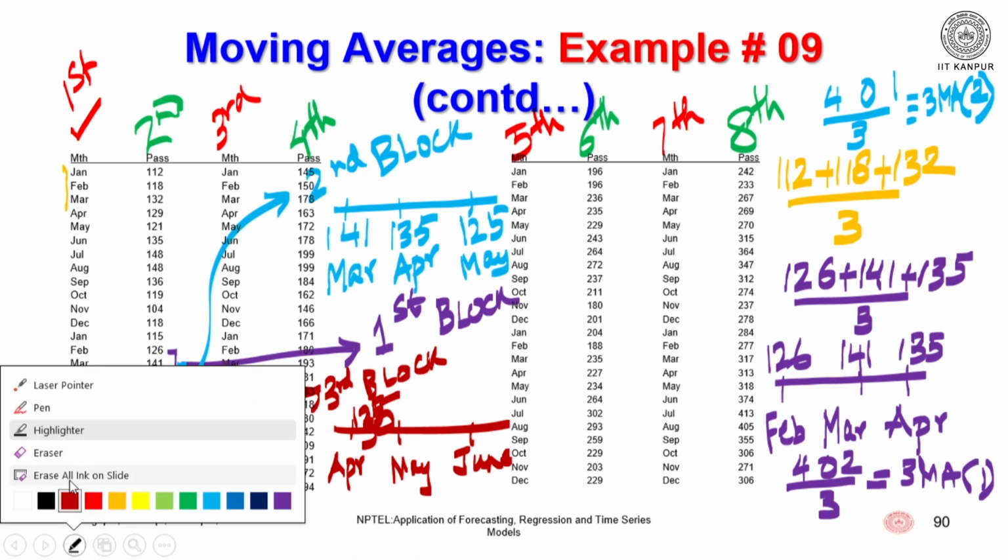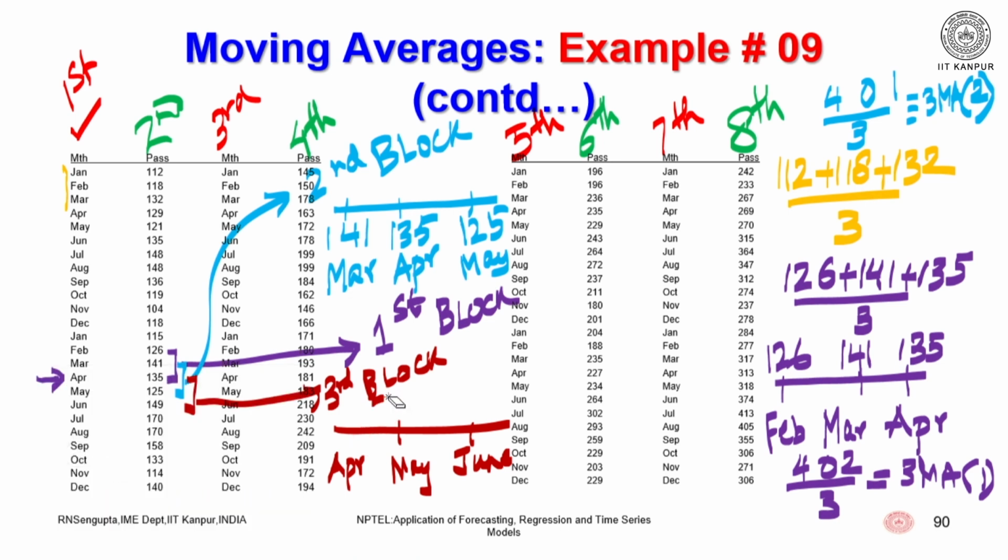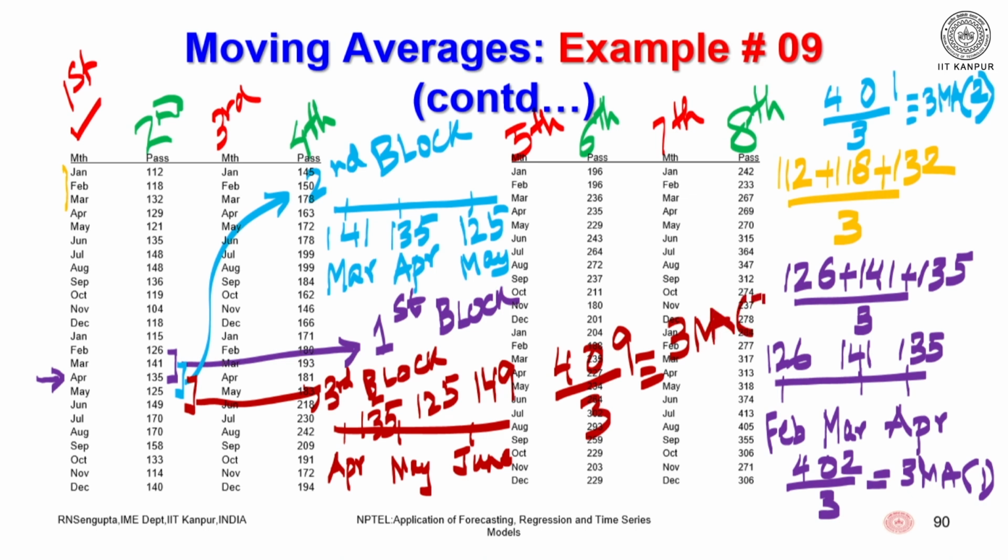Let me erase it, it's not looking nice. It is 135 for April, for May is 125 and June is 149. So, if I consider the 3-month moving average, the third block, the sum is 409 by 3. So, this would basically be the 3-month moving average 3.